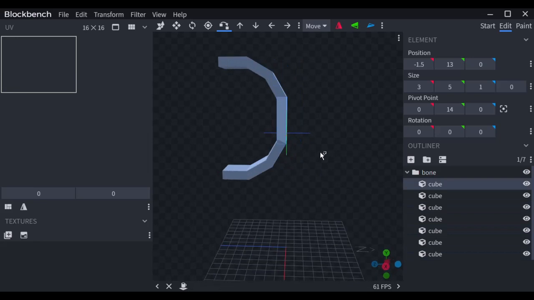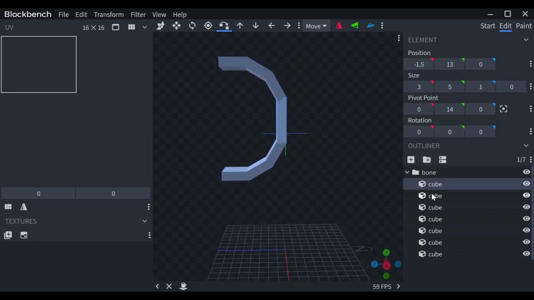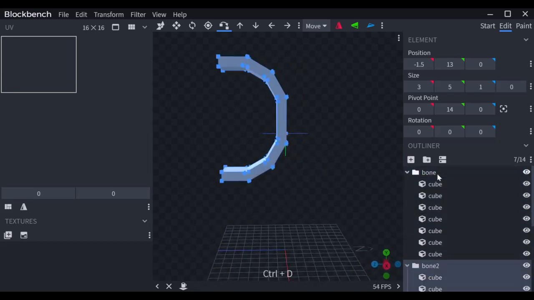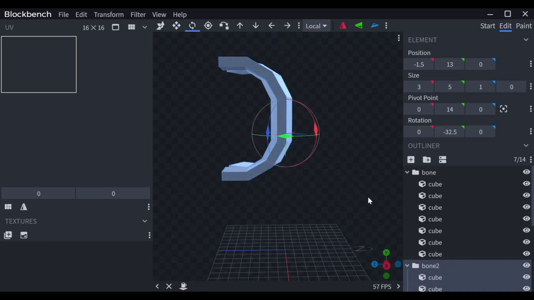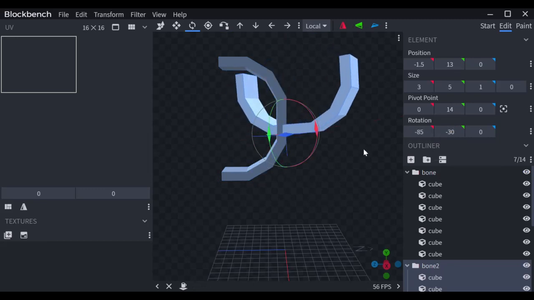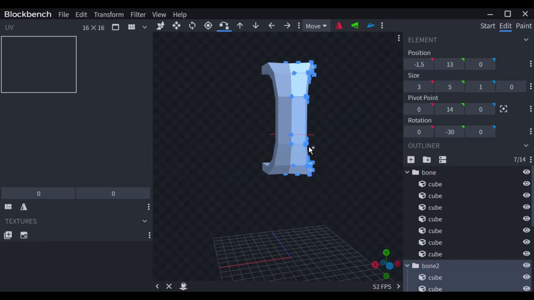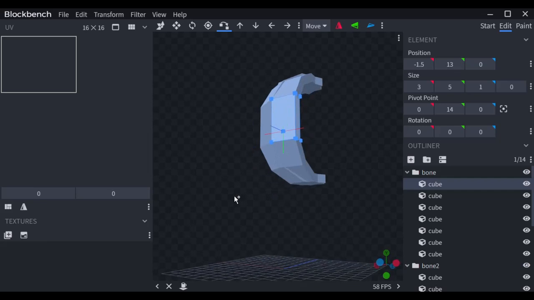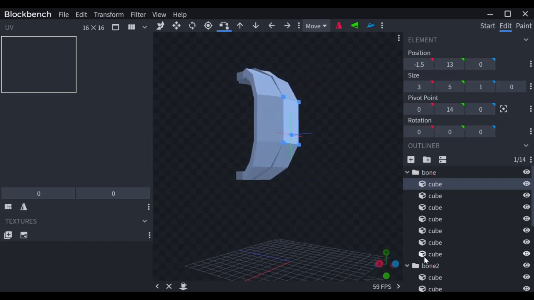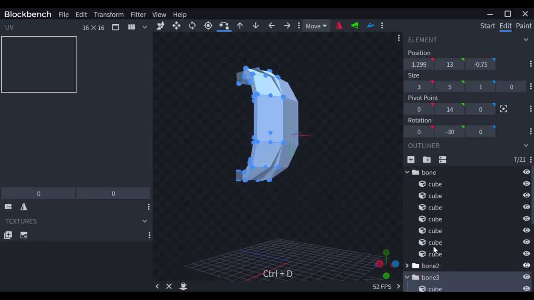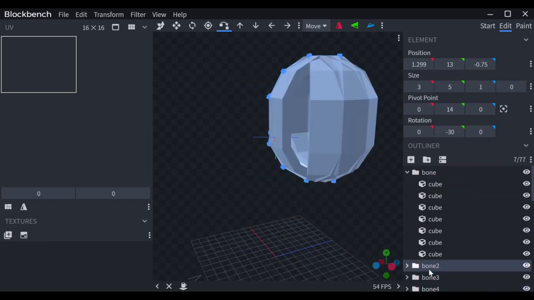And we've got that. And then you're going to duplicate your bone, and I'm going to rotate it by 30 degrees, not 85 degrees. Then you're going to vertex snap the entire piece to the corner of this middle block. So now we've got a nice curve, and I'm going to continue this the entire way around.